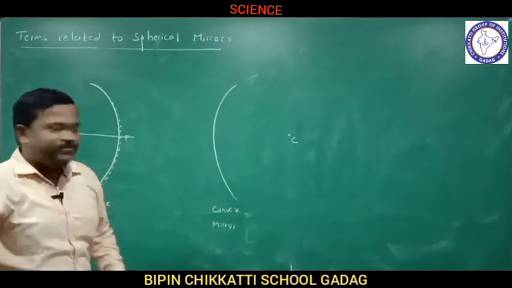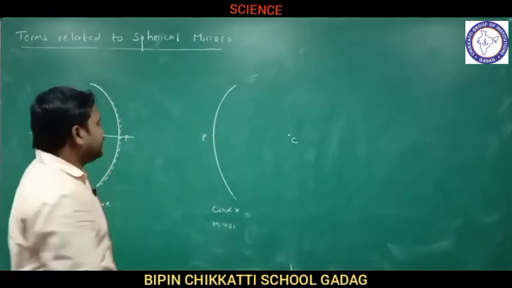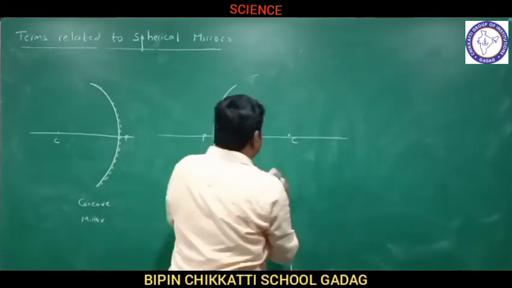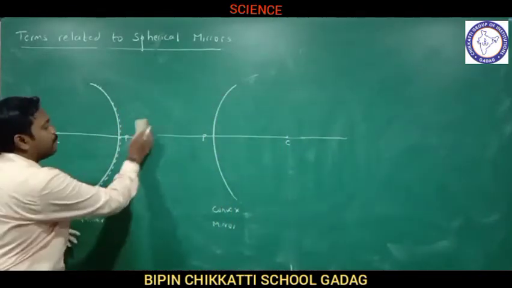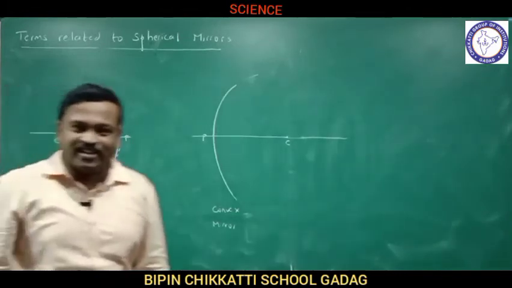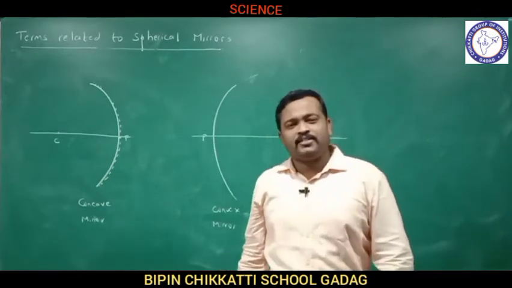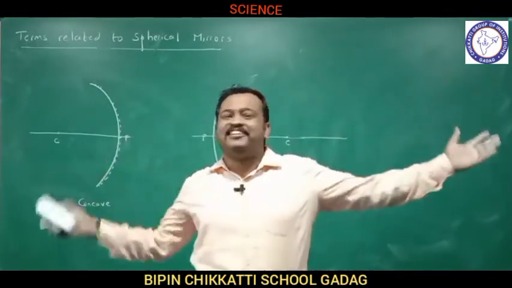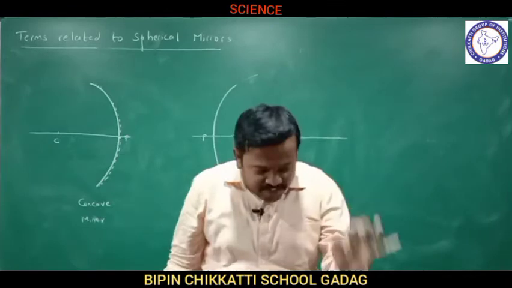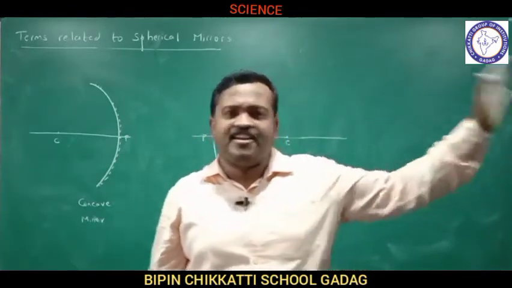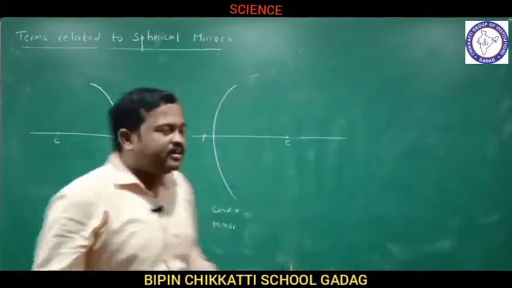I have the center of curvature, and the center of the mirror is called the pole. The line which passes through the pole and the center of curvature is called the principal axis. Whenever I take an object at a far distance, the light rays which come are always parallel. If the object is at an infinite distance, the light rays are always parallel to the principal axis.